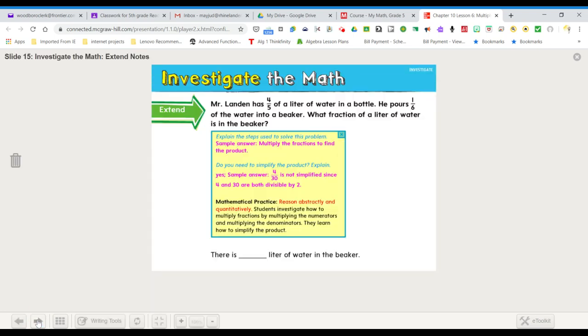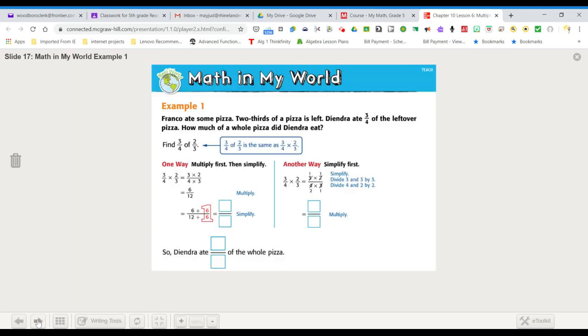Today I think you're going to find again is about the same type of work as we did yesterday. So here's our first example. Franco ate some pizza. 2/3 of a pizza is left. Deandra ate 3/4 of the leftover pizza. How much of a whole pizza did Deandra eat?